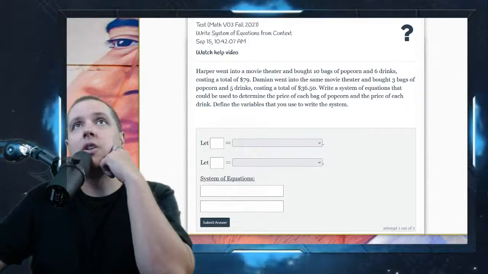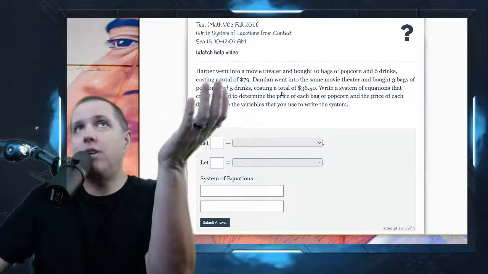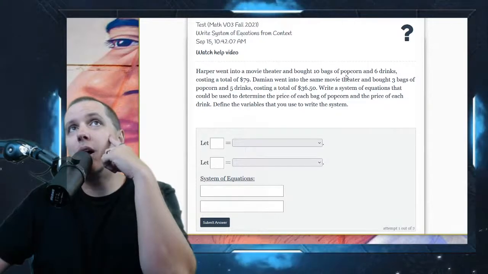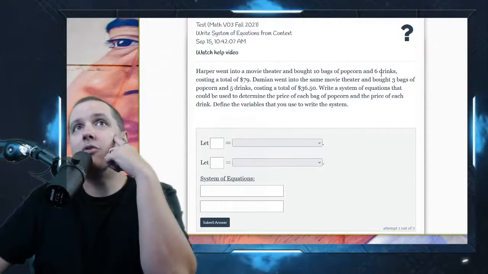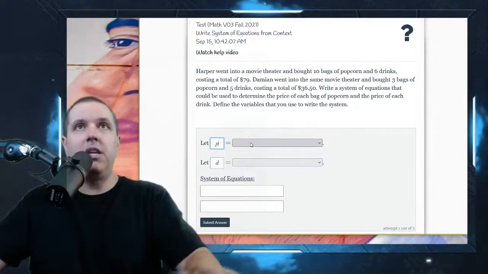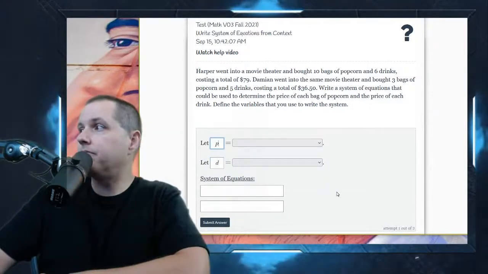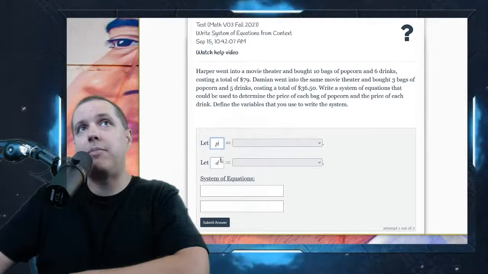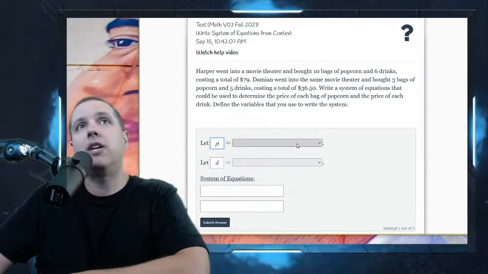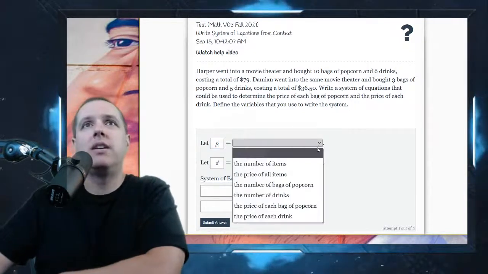Okay, so let's see. A couple choices. You could use B for bags of popcorn. You could use P for popcorn. Probably makes sense to use D for drinks. So I'm going to use D for drinks and P for popcorn. Just makes sense. I'm not going to mix them up. I'm not going to think that P stands for drinks and D stands for popcorn. Probably not, right? That'd be a stretch.